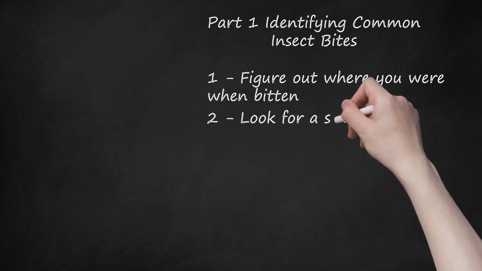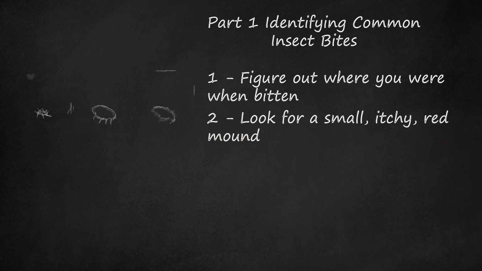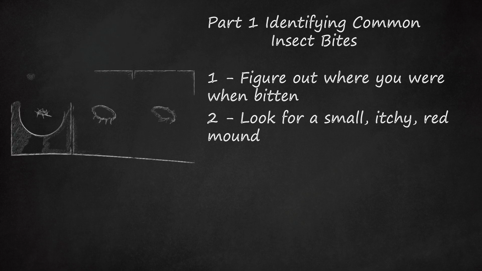2. Look for a small, itchy, red mound. This is the most common visible symptom of an insect bite, and depending on other symptoms, could be from a variety of insects. A single bite mark is probably from a mosquito or fly. You may notice a tiny bite mark in the center of the mound of a mosquito bite.